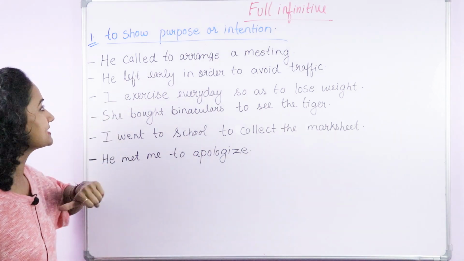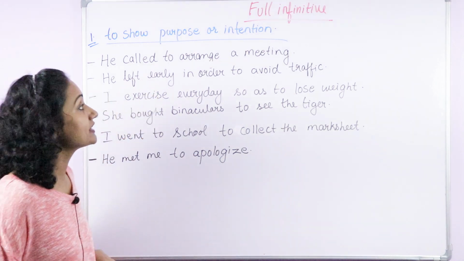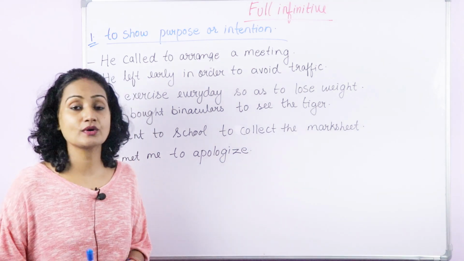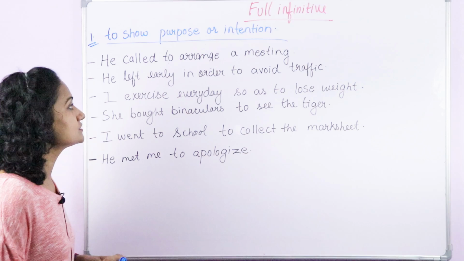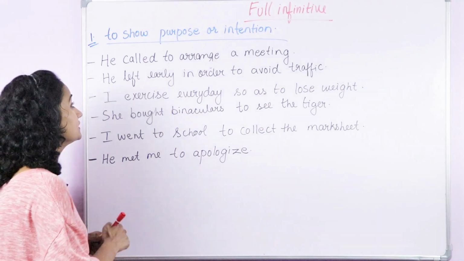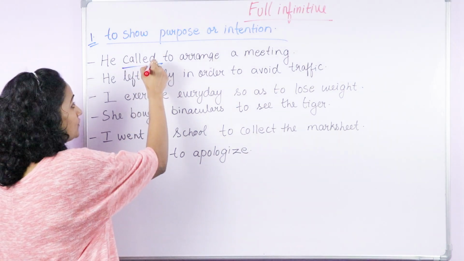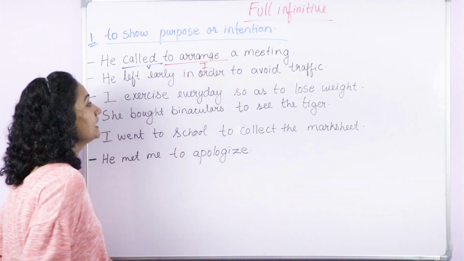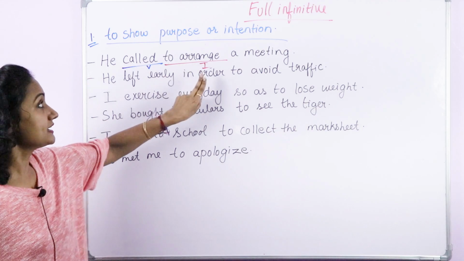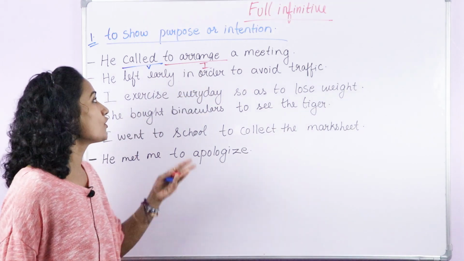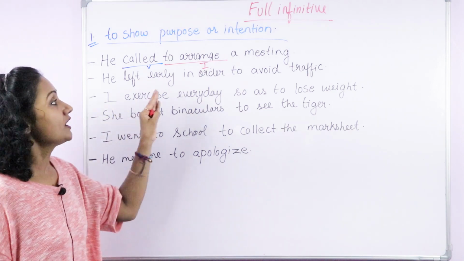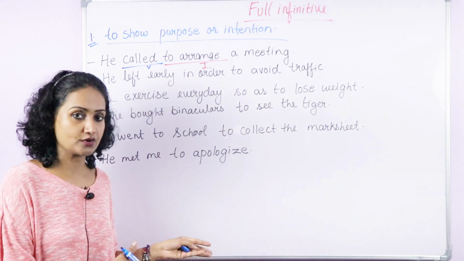Now let's go through some examples. He called to arrange a meeting. Now here, why did he call? What's the purpose? He called to arrange a meeting. So here called is the main verb and to arrange is an infinitive. Okay, and to arrange is telling the purpose of this action. Okay, why did he call? To arrange a meeting. So it's an adverb here.